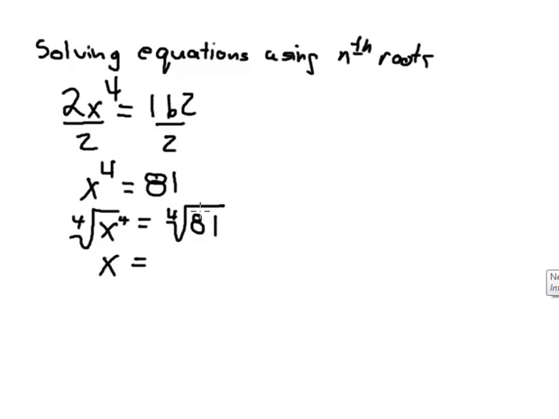The fourth root of 81 is the number that when multiplied by itself 4 times gives you 81. And that number is plus or minus 3. Remember, when you're taking the even root of a number, you have two answers, the plus and minus of that answer. That happens when you take the even root. Okay, let's look at another one.